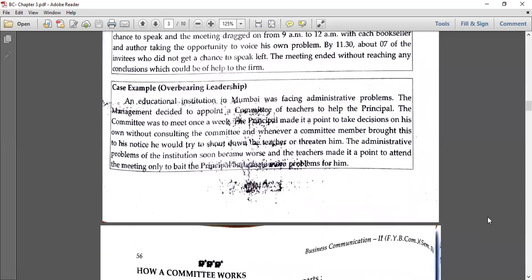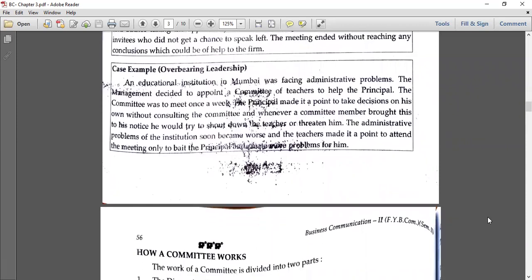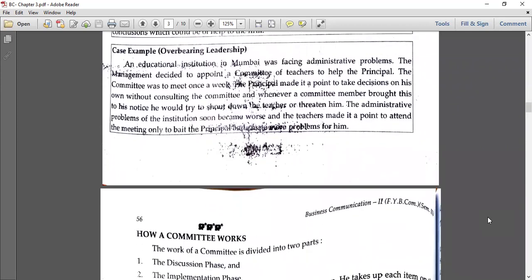Let's see the next example, which is overbearing leadership. An educational institution in Mumbai was facing administrative problems. So it's like a college or some institution which was facing administrative problems. The management decided to appoint a committee of teachers to help the principal solve these problems. The committee was to meet once a week. The principal made it a point to take decisions on his own without consulting the committee. And whenever the committee members brought this to his notice, he would try to shout down the teachers or threaten them. So in a way, there is overbearing leadership in this example.